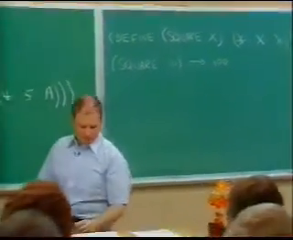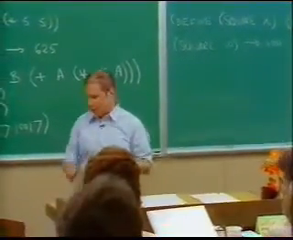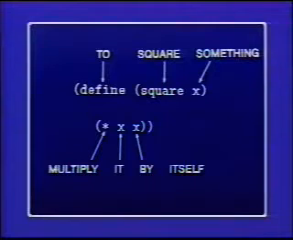See, now, let's actually look at that a little more closely. Okay. Right, there's the definition of square. To square something, multiply it by itself. You see this x here? That x is kind of a pronoun, which is the something that I'm going to square. And what I do with it is I multiply x by itself.